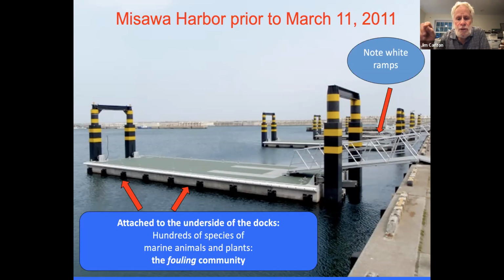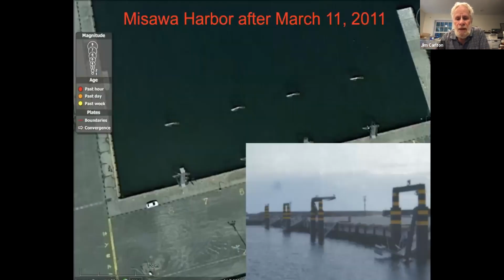This is going to be March 12th. The tsunami is on March 11th. The docks are gone. On the inset, you can see that the white ramps have fallen into the water. As it turns out, the docks were taken away, not by the first wave itself, but when the water receded out of the harbor by their own weight. They were torn off the land, and then the next wave carried them away.